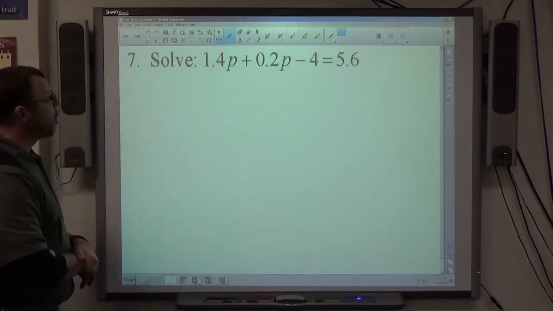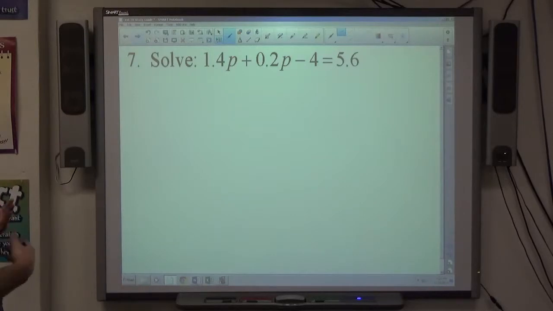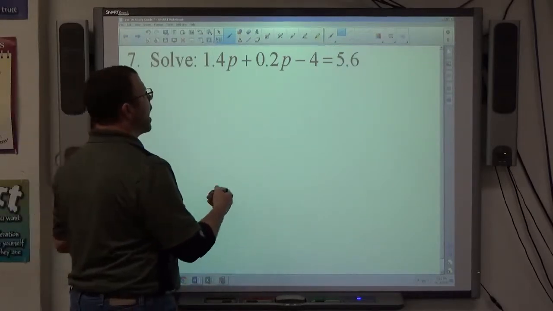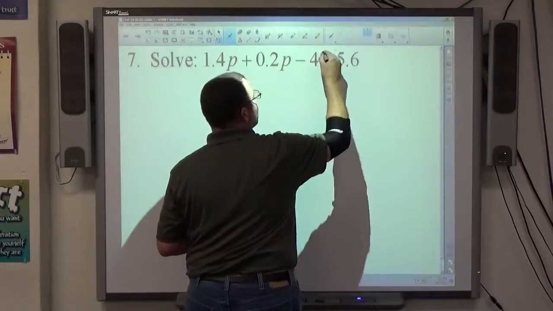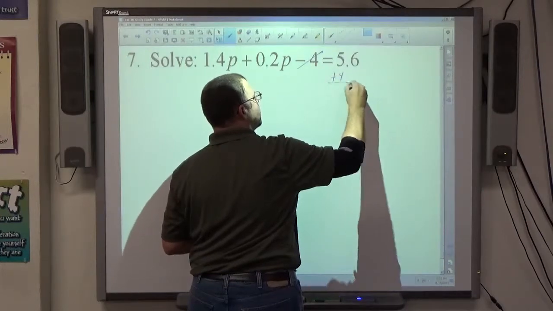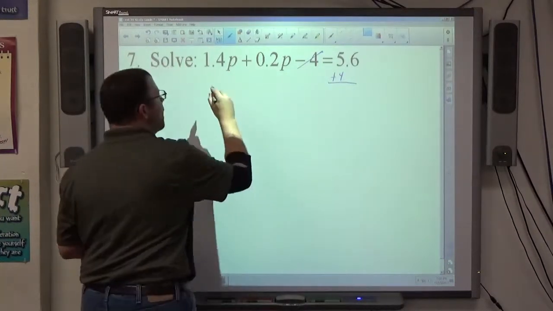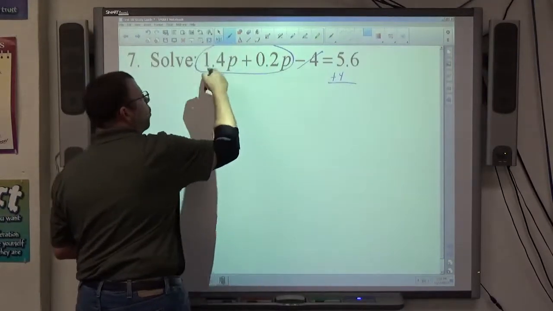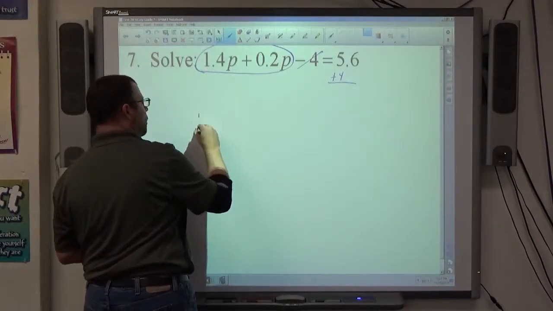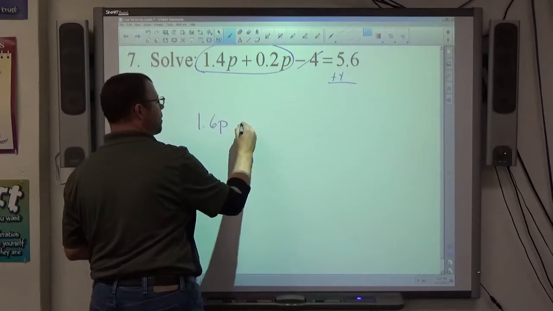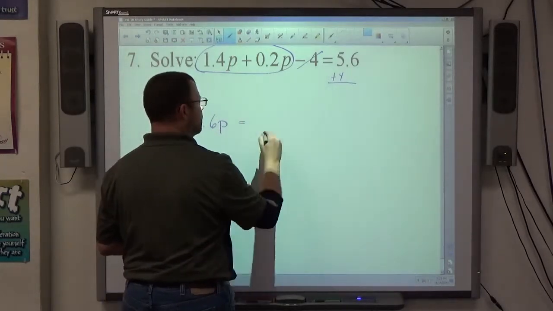Number 7, solve. Anytime we're trying to solve, our first priority is going to be to get all the letters to one side, all the numbers to the other, if there's no parentheses, which there aren't. So I would probably start by moving this 4 over here. If you move a 4 across, it's negative 4, it becomes positive 4. So if I add like terms, 1.4 plus 0.2 is 1.6p. And 5.6 plus 4 is 9.6.